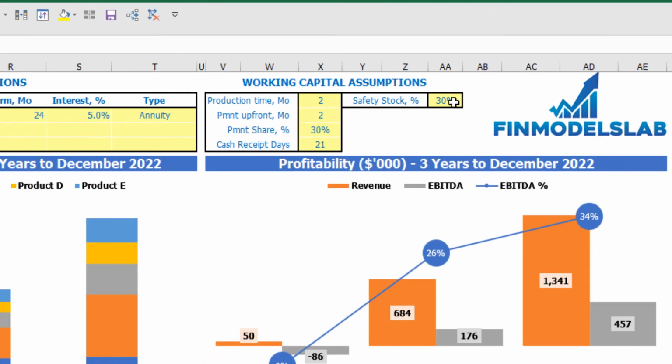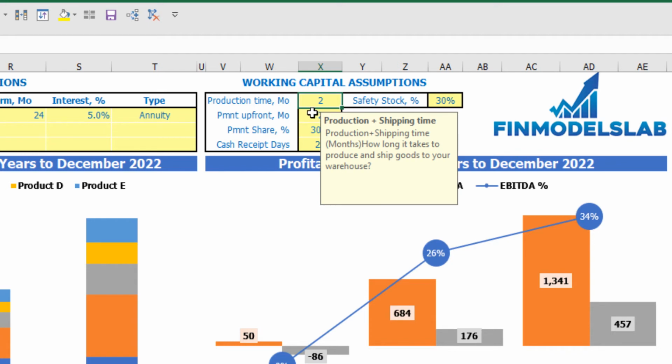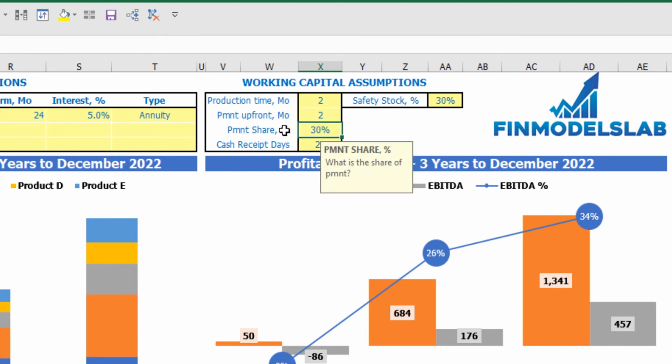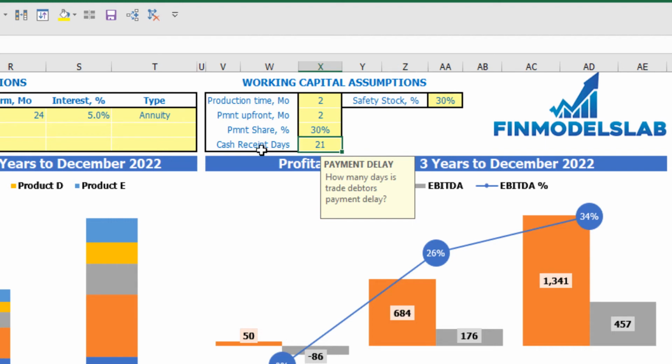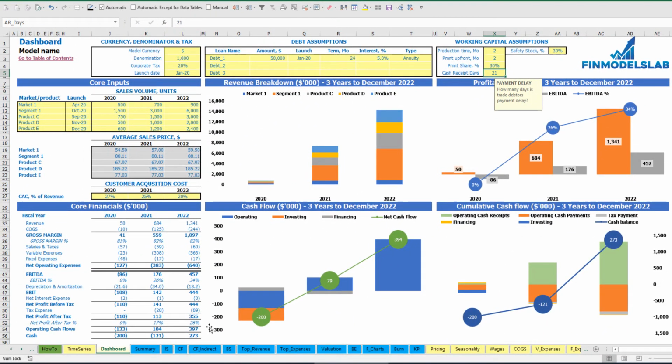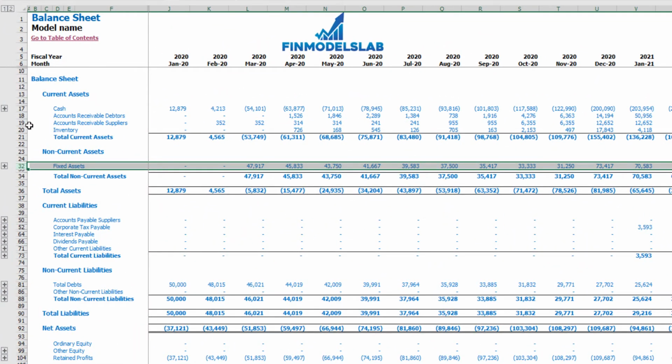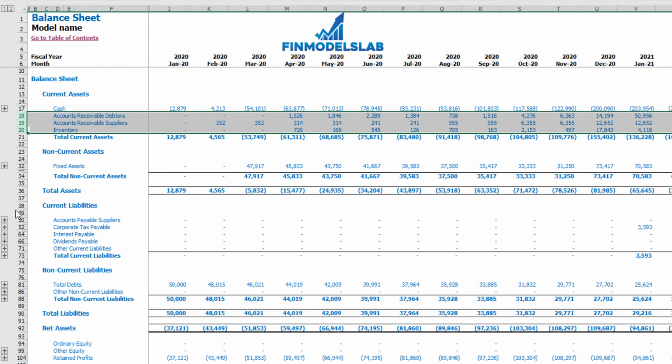Additionally, you can set up the safety stock and working capital assumptions, which are production time, payment upfront or first prepayment before production, the upfront payment share, and cash receipt days. All these values are used to calculate your inventory and accounts receivable and accounts payable, which you may find here in the balance sheet.